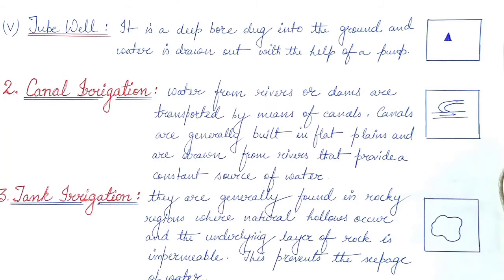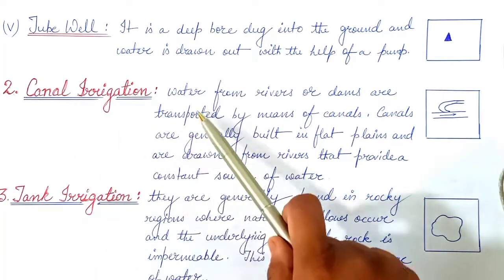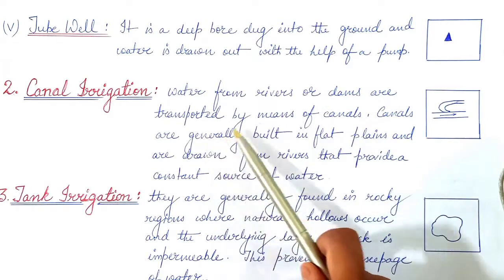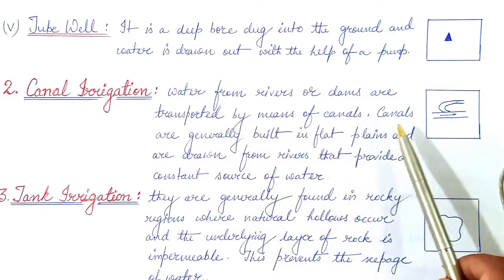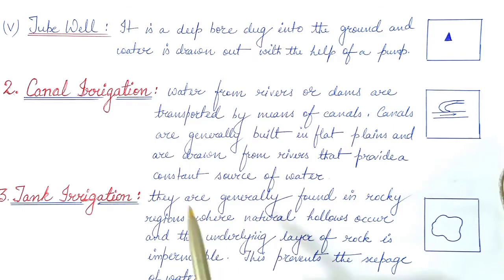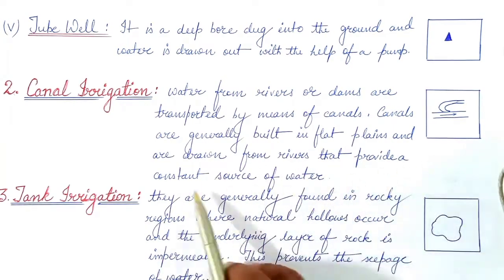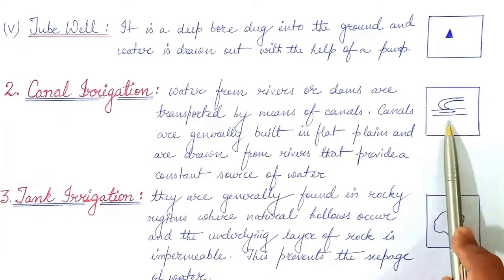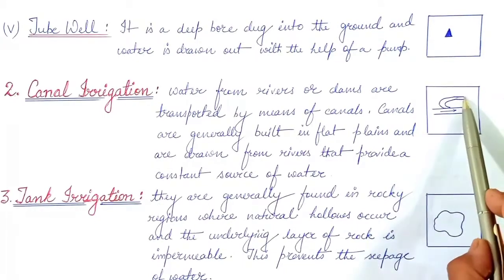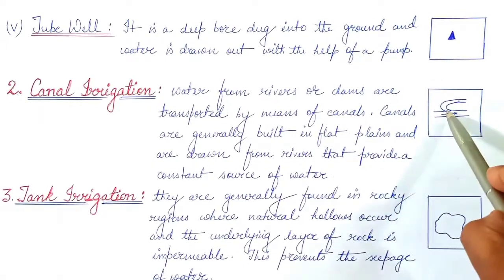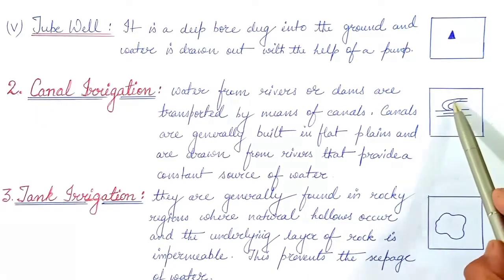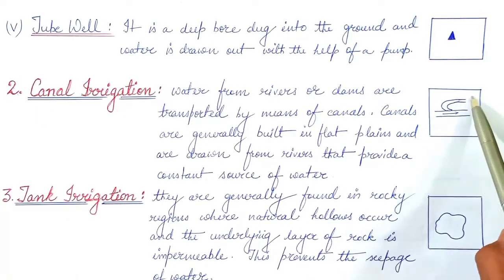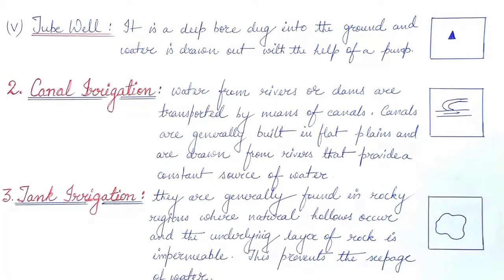Now the next mode of irrigation is canal irrigation. Water from rivers or dams is transported by means of canals. Canals are generally built in flat plains and are drawn from rivers that provide a constant source of water. So we show the canal in this way. This is the river and an artificial stream has been made so that water can be taken from the river either to the nearby agricultural field or to a reservoir, to collect it and to save it for the dry season.